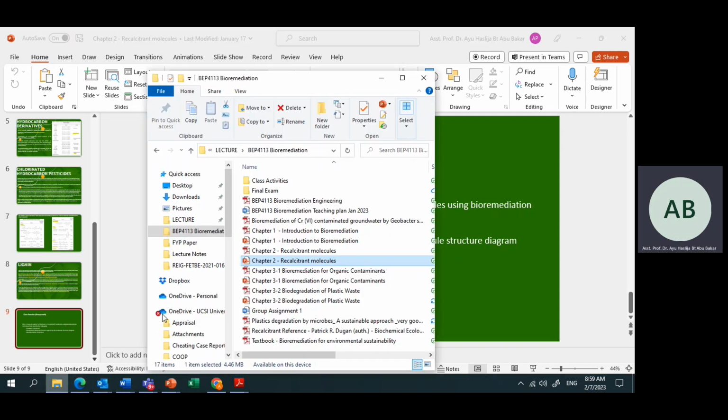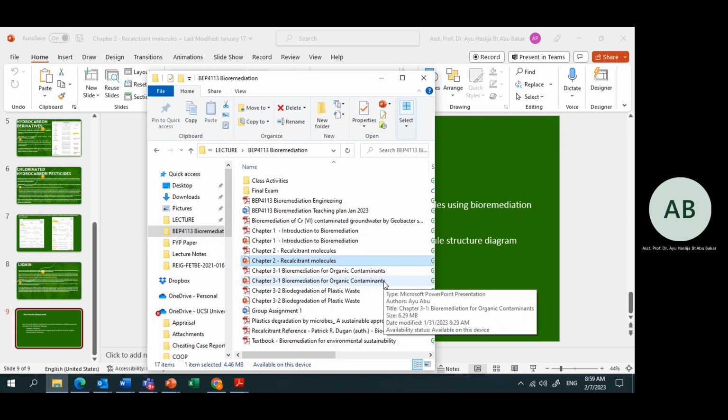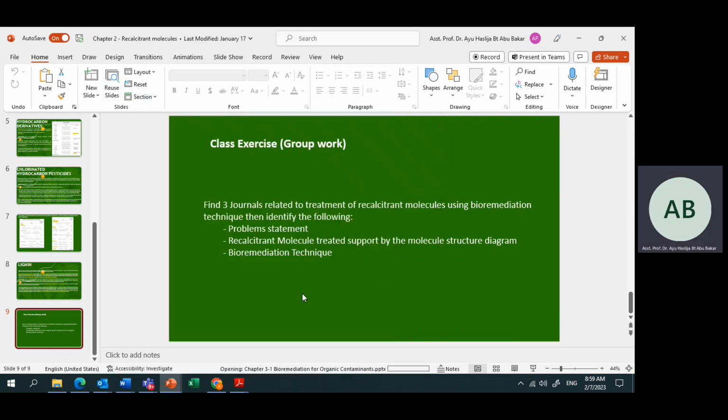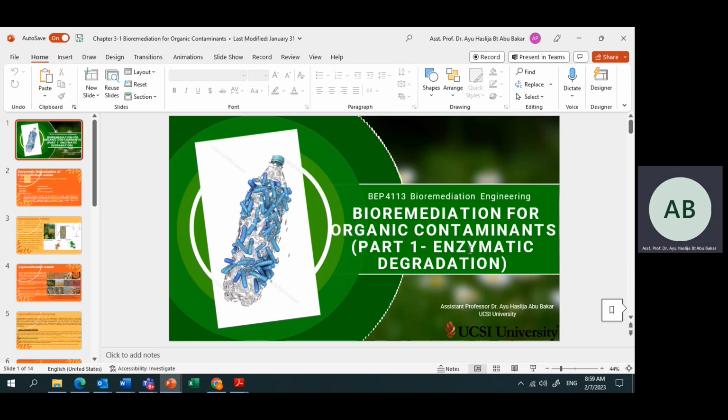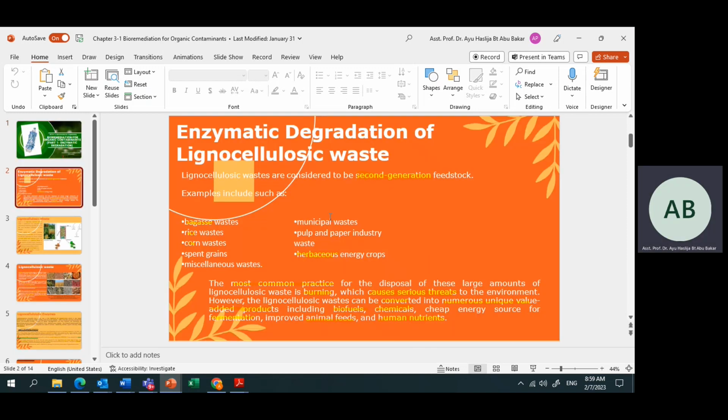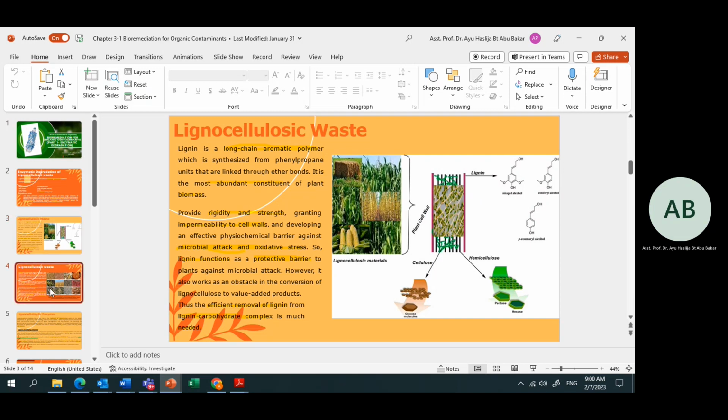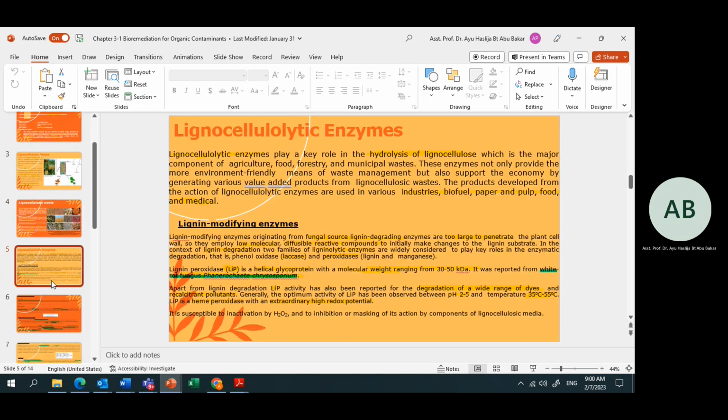Then chapter 3 would be, there are 2 parts: enzymatic degradation. Again, this one relates to the lignocellulosic waste, the lignin one. Okay, this is what I meant just now, to degrade the native lignin. So you need lignin modifying enzyme. Lignin peroxidase, LIP.